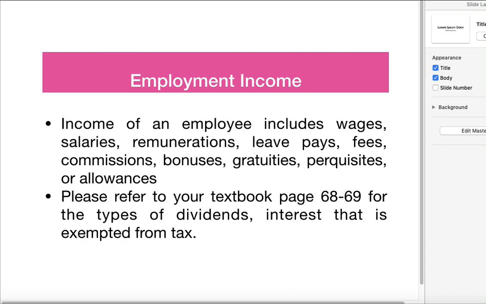Okay, besides that, there are some interests which are also excluded from income tax. For example, interest accrued in respect of savings or investment in BSN. Okay, you can see that it is linked with the government. Okay, what else?